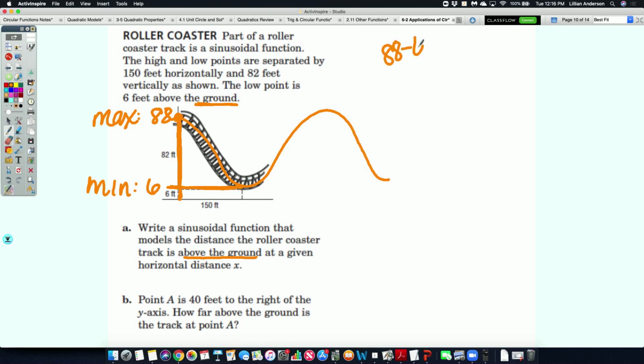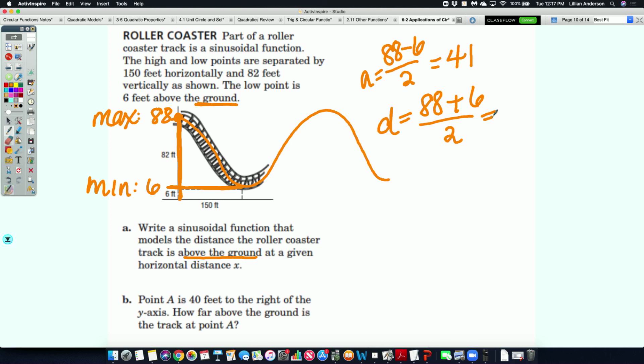Max minus min divided by 2 will help me find my A. What's 88 minus 6 divided by 2? 41, because it'll be 82, and 82 divided by 2 is 41. And then if I did 88 plus 6 divided by 2, what will that give me? 47. That will give me 47. Okay? So now I have my A and I have my D.